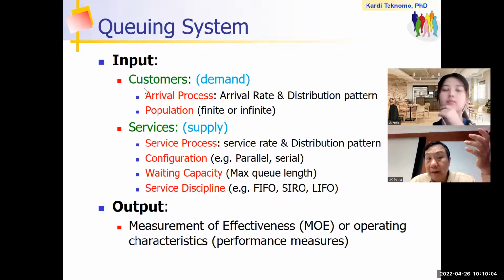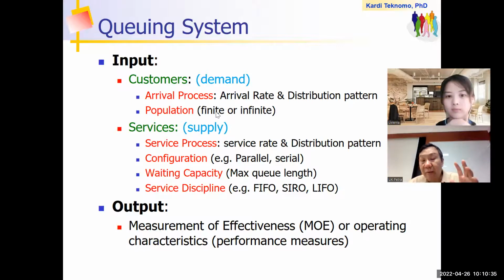For the customer, you want to know at least two things, though you can know more than that. First, the arrival process: you want to know the arrival rate and the distribution pattern of that arrival process. Second, in the customer, you want to know the population, whether it is finite or infinite. Based on these two, you will have various types of queuing systems.